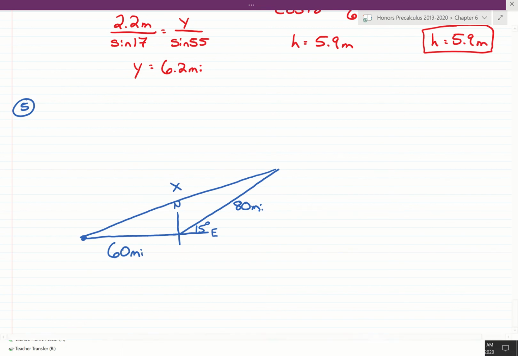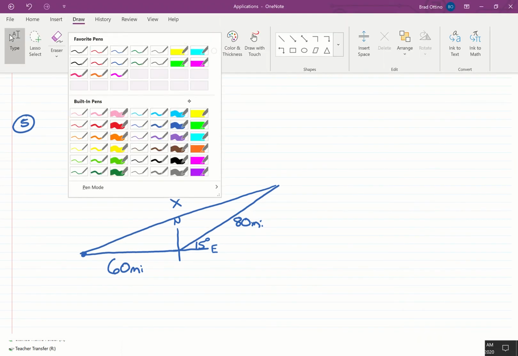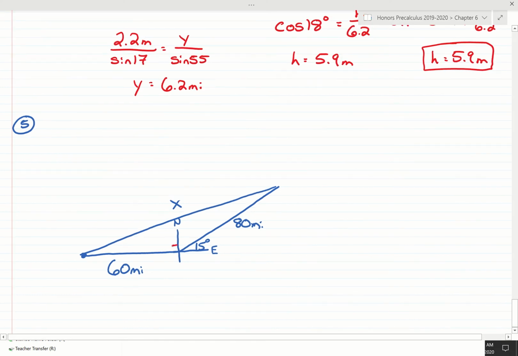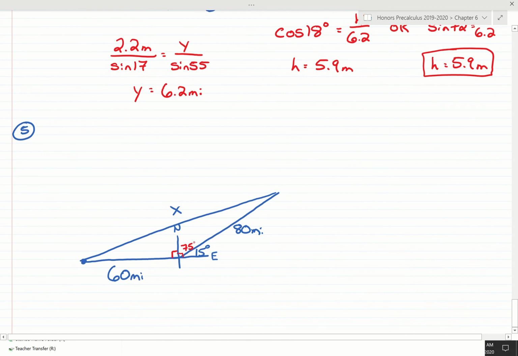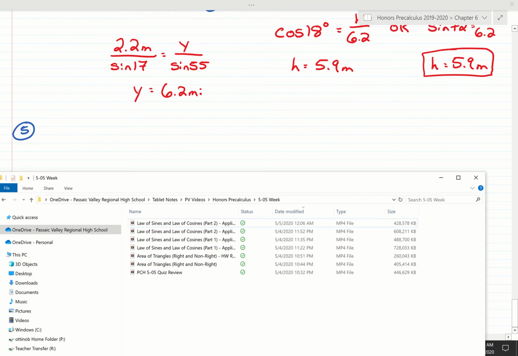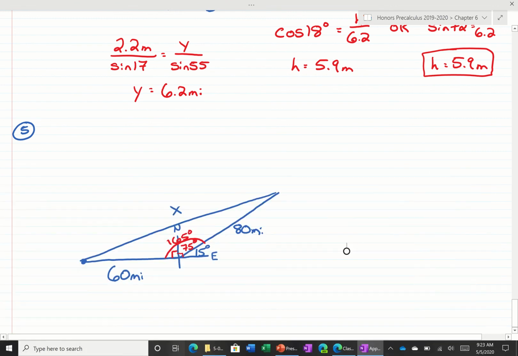Alright, well, let's figure out some missing angles. This is a 90-degree angle. This thing is also a 90 degree, but we have 15 degrees. So 90 minus the 15 is 75 degrees, which means that this whole angle right here is 75 plus 90, which is 165 degrees. Well, this is an easy law of cosines problem. To figure out what x is, if you want, we could put letters here if that makes things a little bit easier for you.